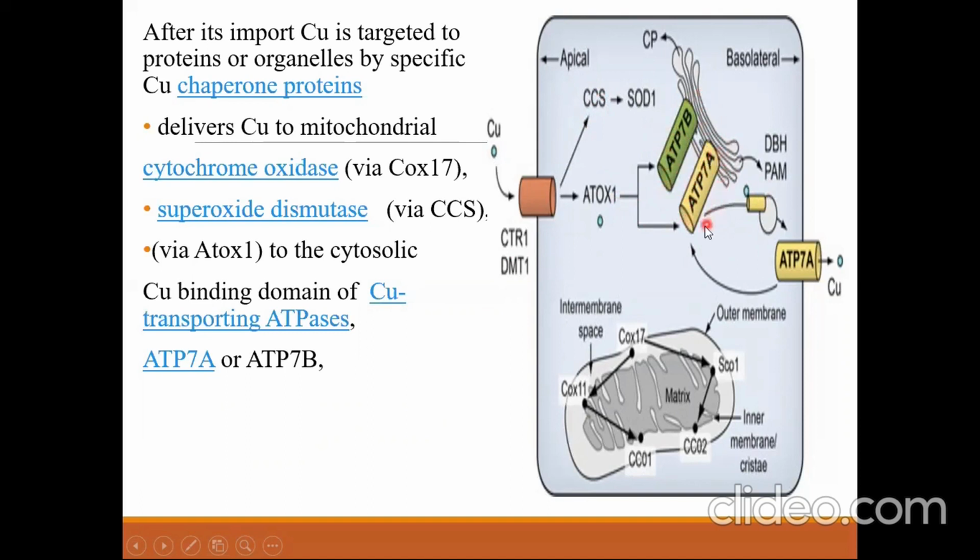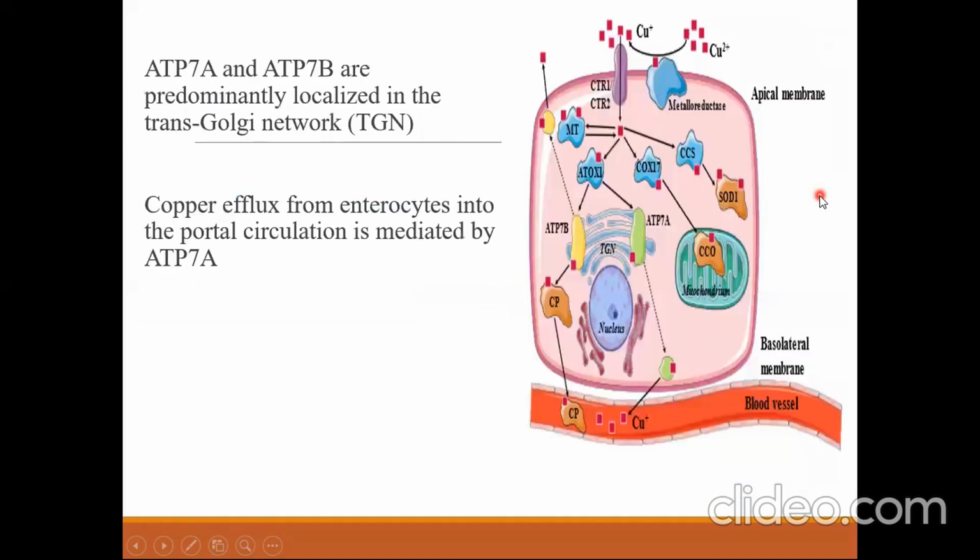These two proteins are considered to be very important in the metabolism of copper. Where are these proteins localized? ATP7A and 7B are predominantly localized in the trans-Golgi network, otherwise known as TGN. The function of ATP7A is the efflux of copper from the enterocytes into the portal circulation, which is mediated via this protein.